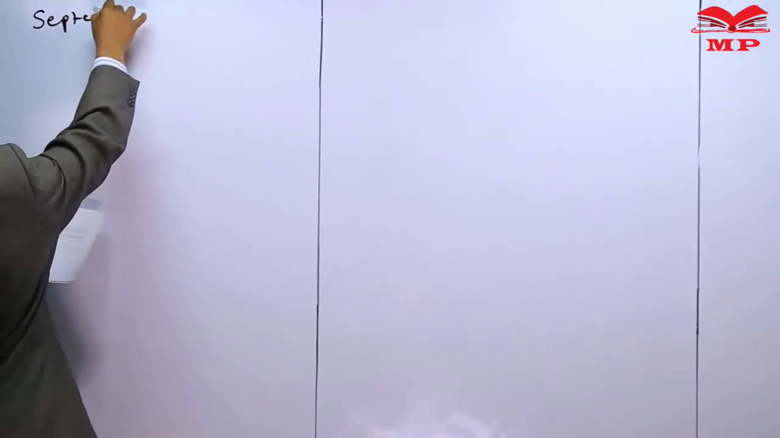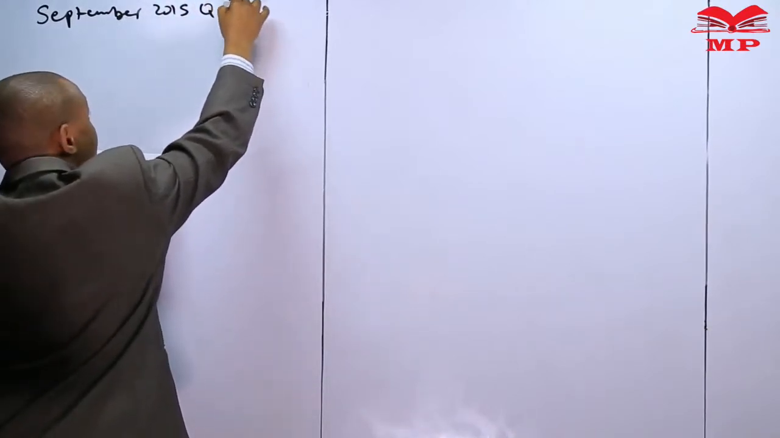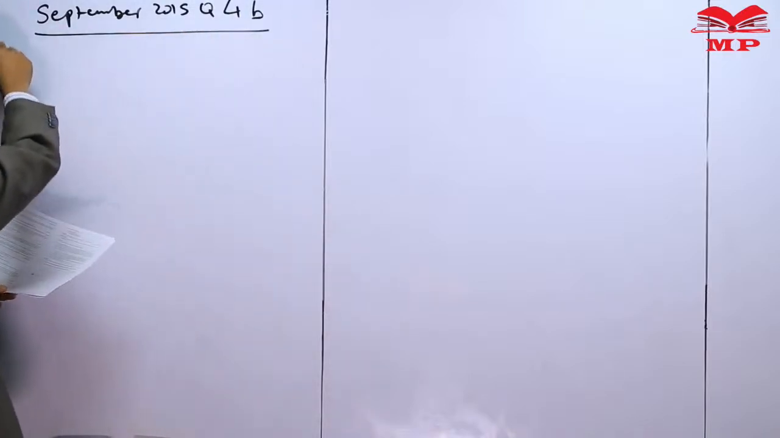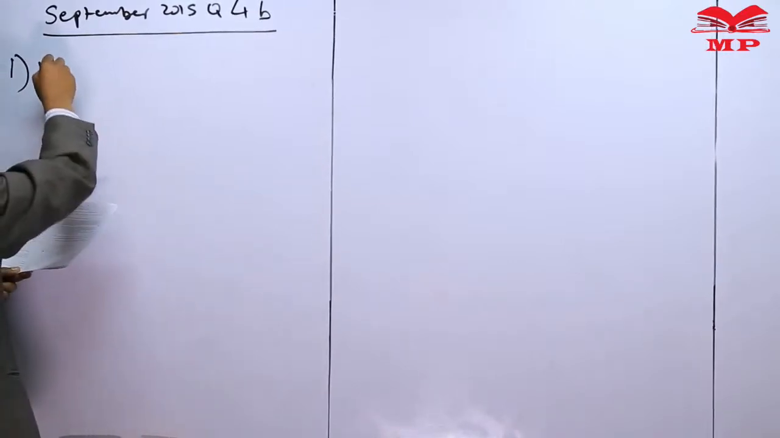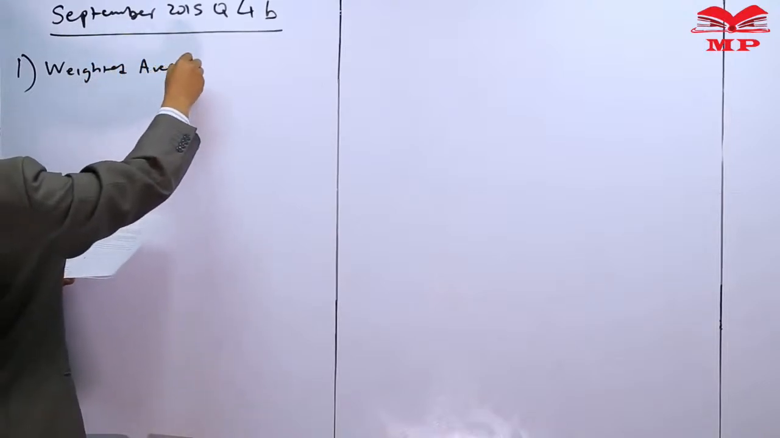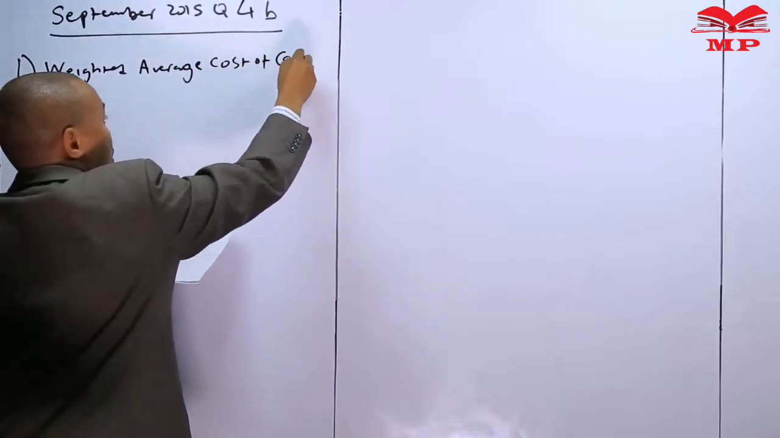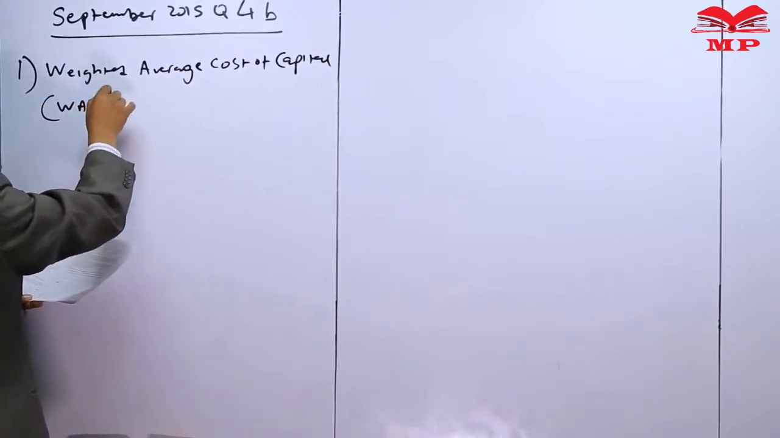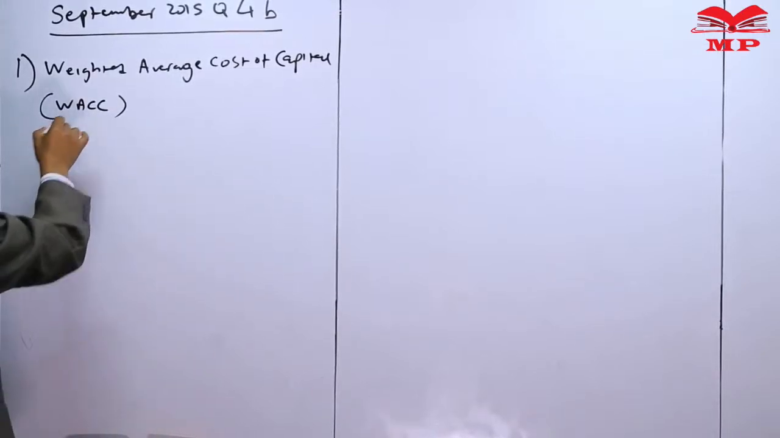So September 2015 question 4B. Part 1 is asking us to compute the weighted average cost of capital. This can be termed as WACC. So in computing WACC, we need to identify the inputs.